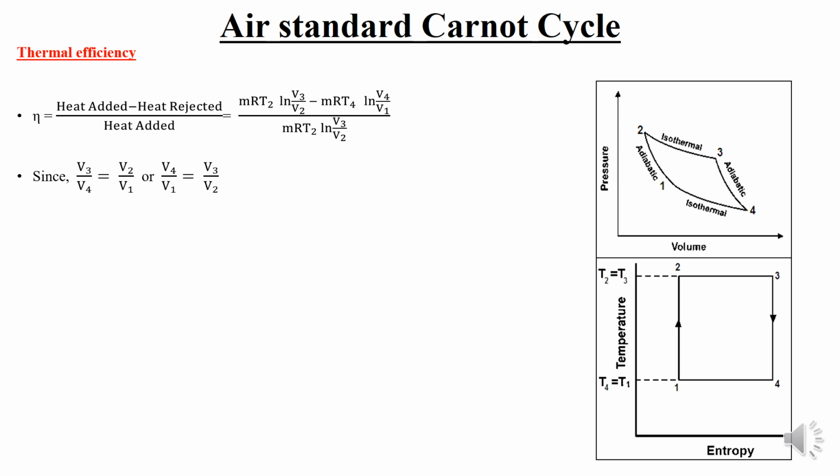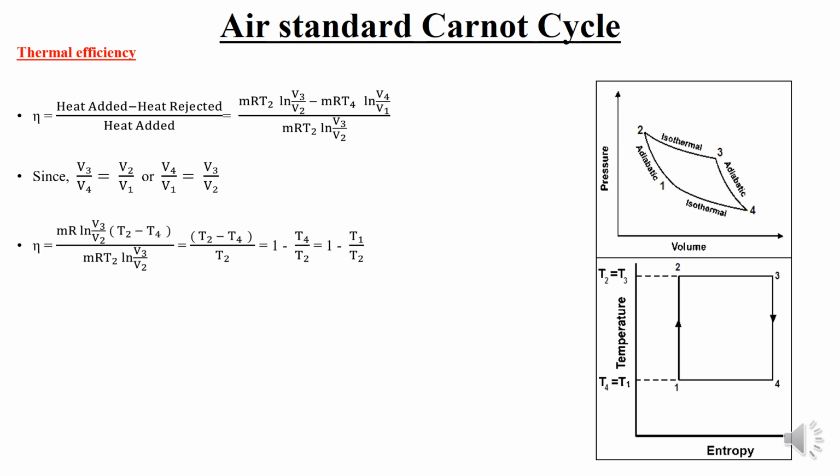Now once again we have to replace these volumes in terms of temperature. As discussed in the last slide, the volume ratio V3 by V4 for process 3 to 4 and process 1 to 2 remains the same, hence V3 by V4 equals V2 by V1. Rearranging the terms, V4 by V1 also equals V3 by V2. So instead of V4 by V1, just substitute V3 by V2 over here.